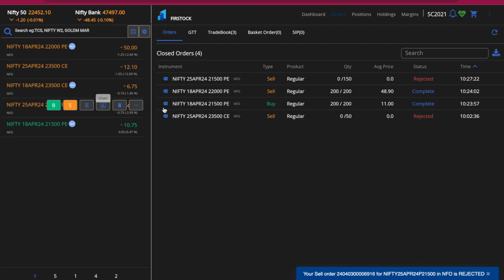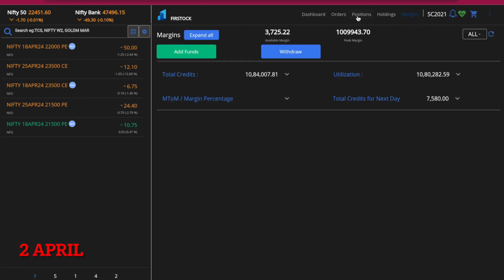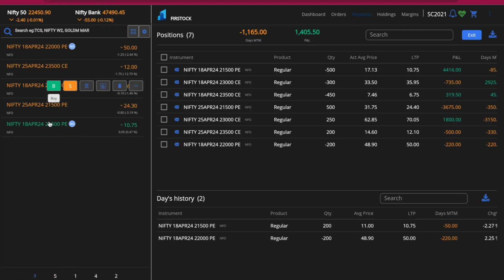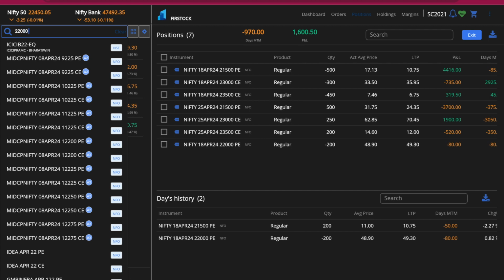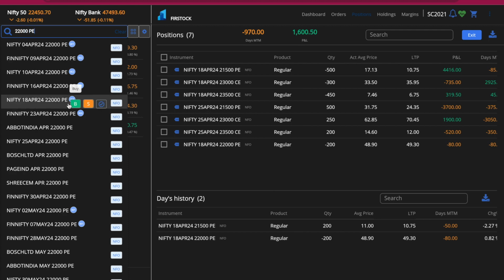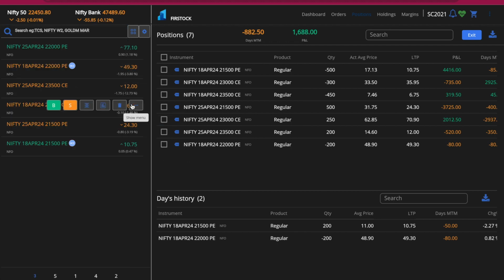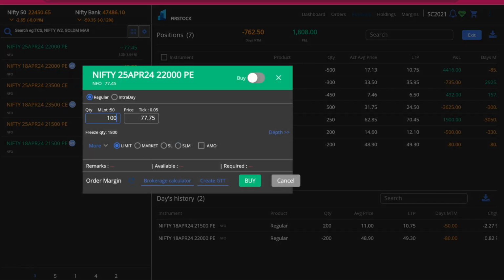This sell rejected. What we'll have to do, we'll have to just go ahead and buy first, the 22,000 PE, we'll have to buy. So here is the 22,000 PE. Clear this out. This is 77. So we have sold it approximately at 50. And here is the 200 lots. Here we have to just go and buy 100 lots.